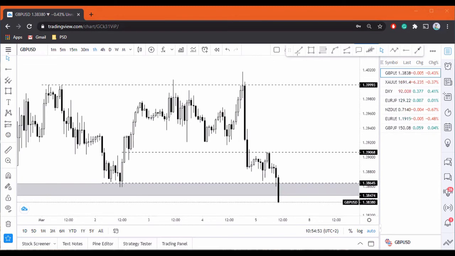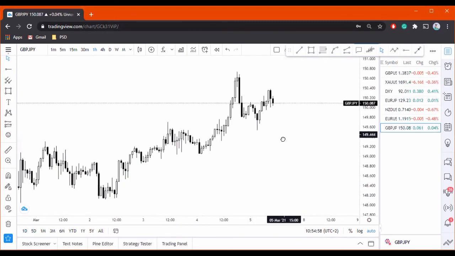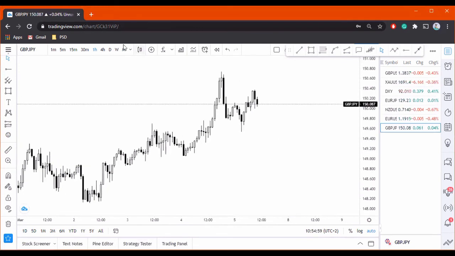If we are to look at pound yen, this is pound yen. This was the opening of New York session. Do you see this whole move? That was the opening of New York session. Whoa. So you see how it's bigger than on pound USD. Yeah.